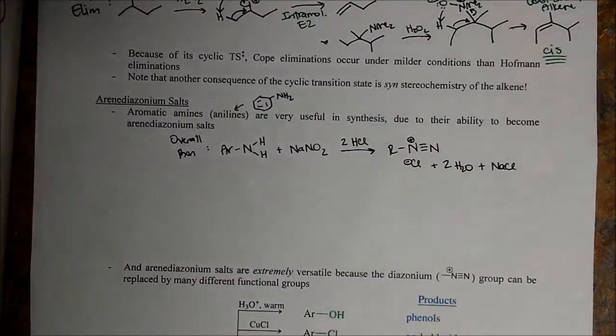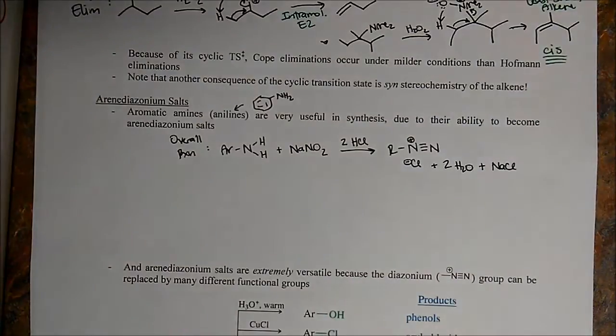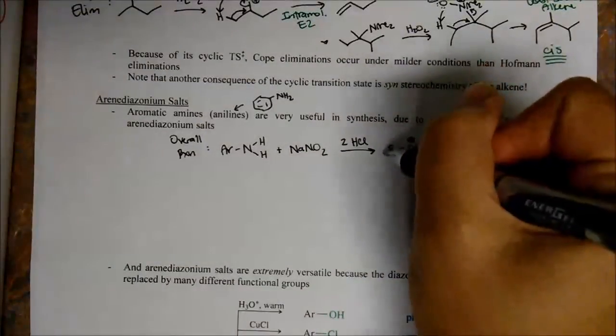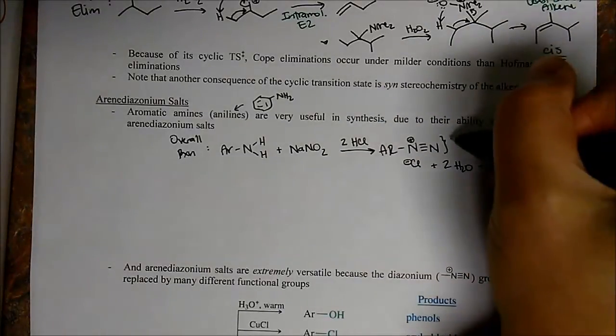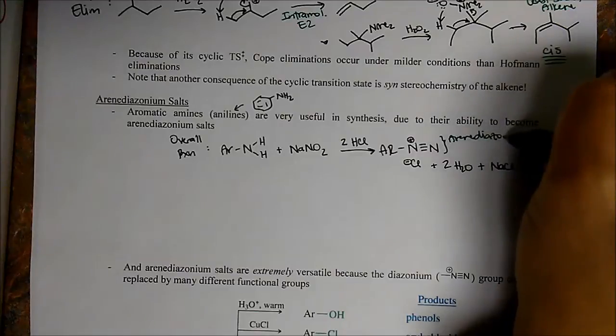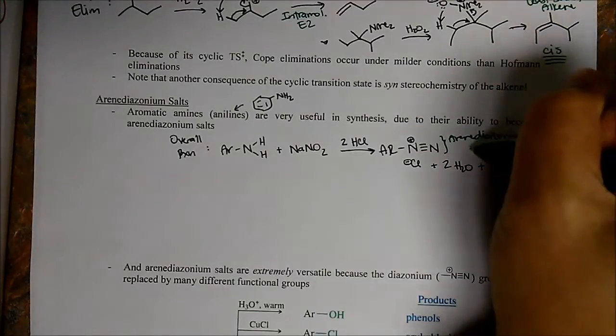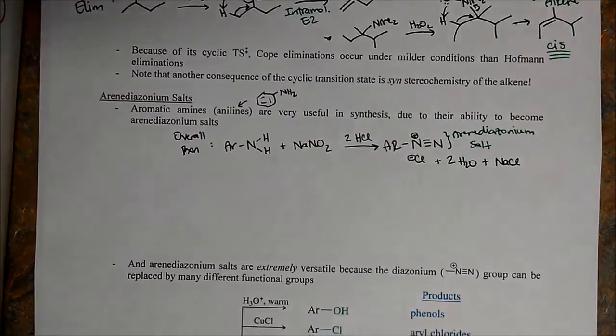And this right here, this N2 group on the arene, or on the aromatic group, that should have been Ar. This is the arenediazonium salt.